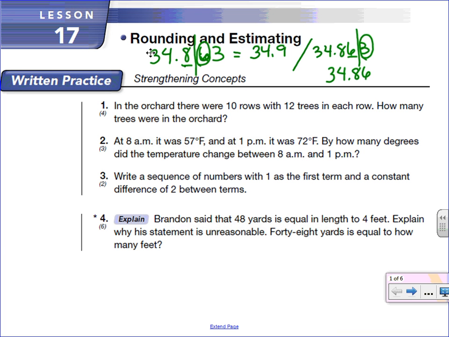So there's your mini lesson on rounding and estimating. When you're estimating, it's a really good way to check if your answers are reasonable, which we'll have some problems on in this homework assignment.